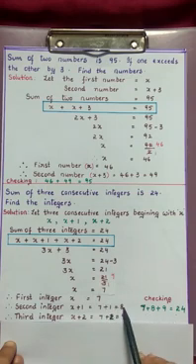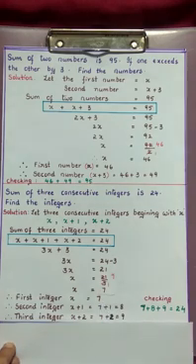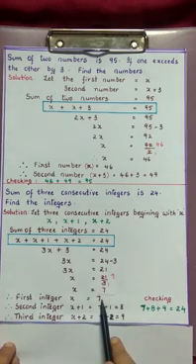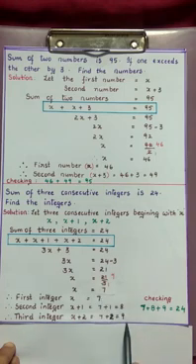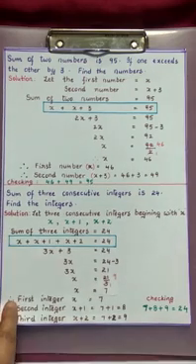So here, how to check the answer? By adding 7, 8 and 9, we get 24. So here 7, 8, 9 are 3 consecutive integers beginning with 7. I think you understand what is consecutive. So the correct answer we got here. 7, 8, 9 are 3 consecutive numbers beginning with 7. Now let us solve another problem.